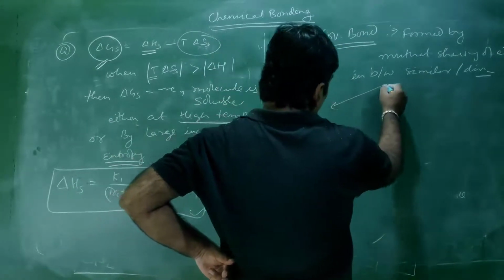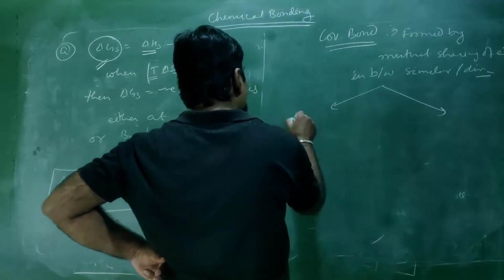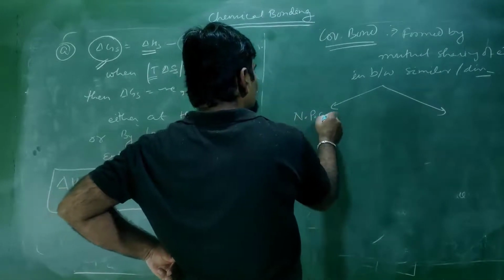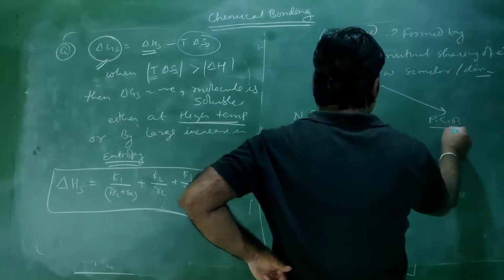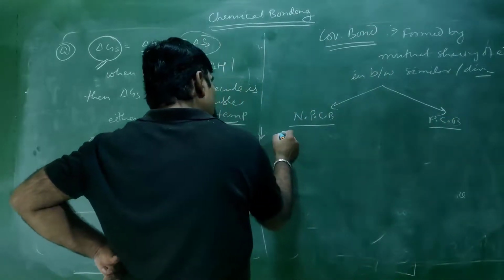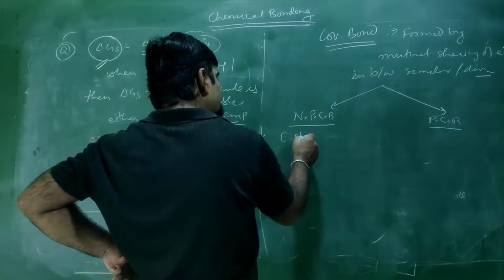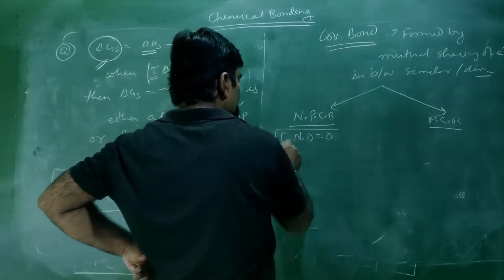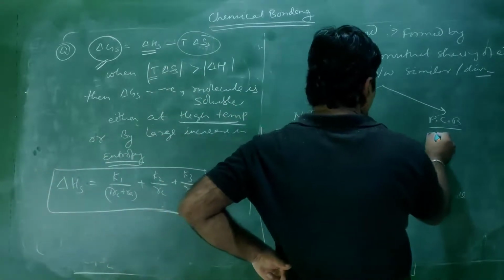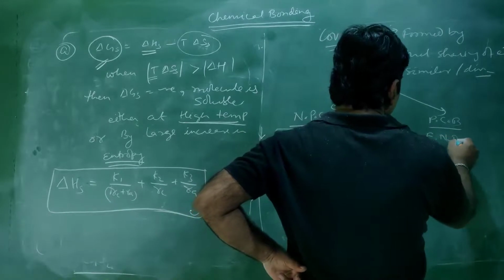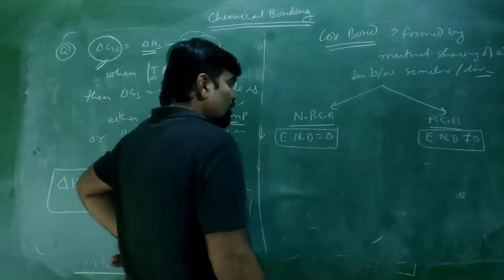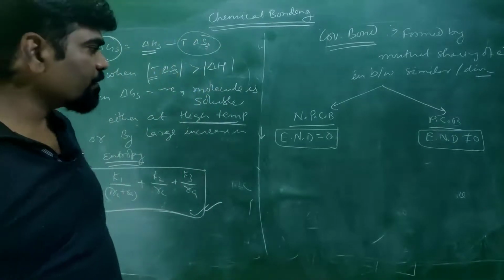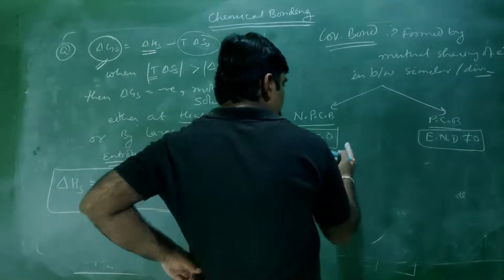So, this covalent bond is of two types. One is called non-polar covalent bond, the other is called polar covalent bond. Non-polar covalent bond: the electronegativity difference is equal to 0. Polar covalent bond: the electronegativity difference is not equal to 0.